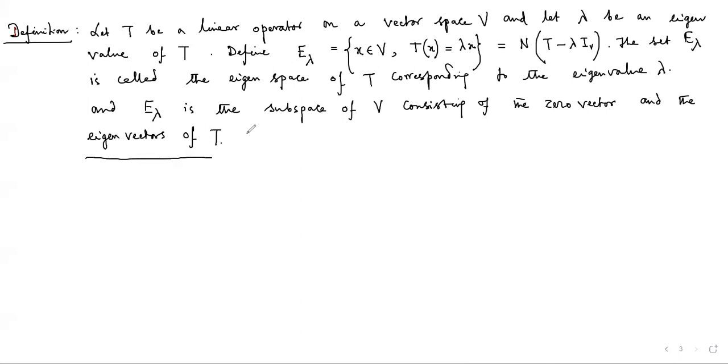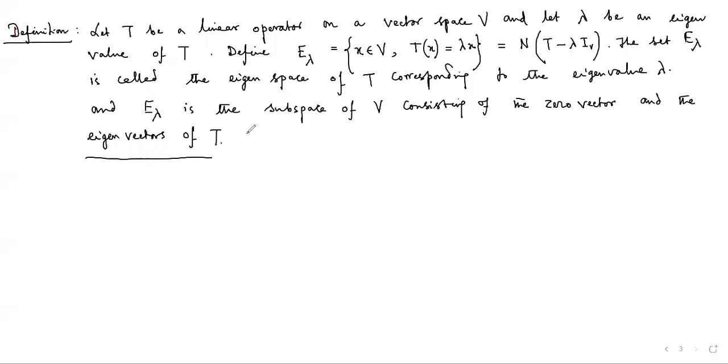So E lambda is actually an eigenspace, a kind of subspace of the vector space, and it may contain the zero vector. It is not that it contains only the eigenvectors. It may contain the zero vector. With respect to the zero vector and the eigenvectors, E lambda becomes a subspace of the vector space.